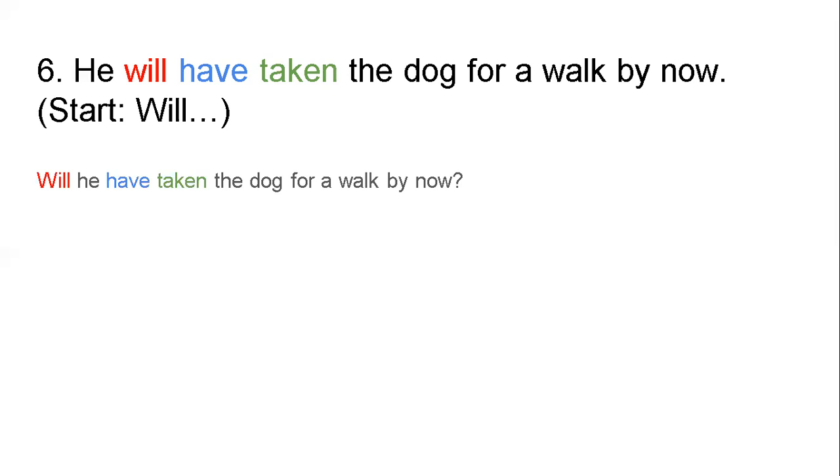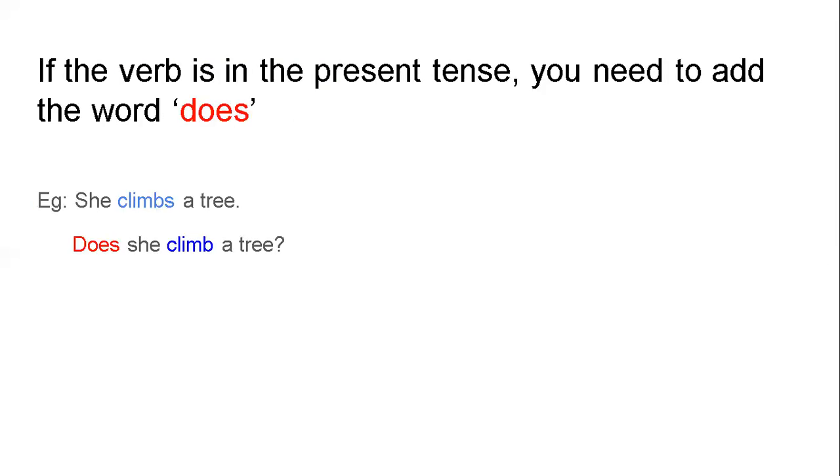Now we're moving on to something a little bit harder. Pay careful attention. If the verb is in the present tense, you need to add the word "does." Look for the verb again. Verb, the word that shows action. In this case, the verb is "climbs." So look for the verb first. Look at the sentence.